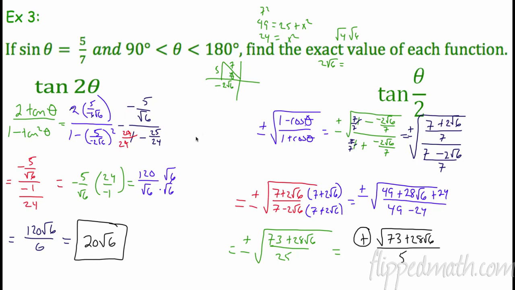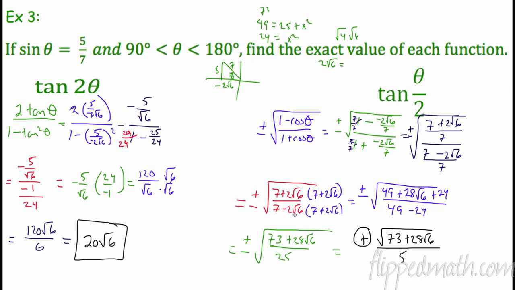Over here, we have our plus or minus, 1 minus cosine theta, 1 plus cosine theta. I plug in my formulas, have to get a common denominator, so 7 minus a negative, so that's 7 plus 2 radical 6 over 7, and 7 minus 2 radical 6 over 7. Essentially, the 7's are going to cancel out because we multiply by the denominator, so we have 7 plus 2 radical 6 over 7 minus 2 radical 6.